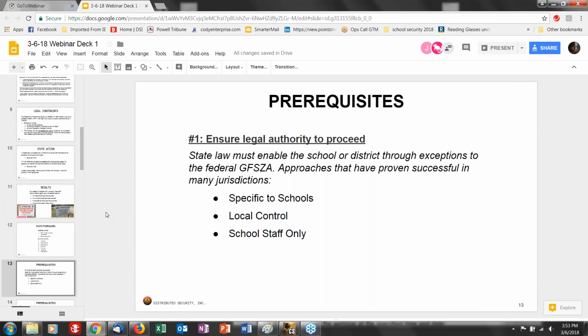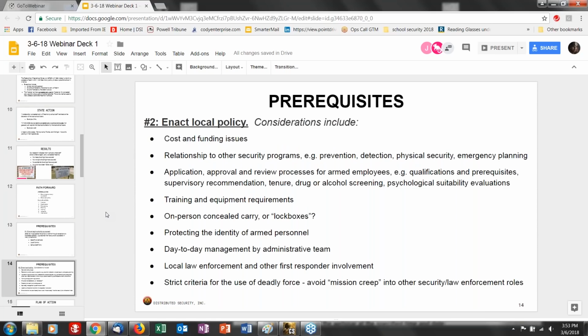The second prerequisite is to enact local policy, and here are some of the key considerations. I've been very closely involved with this process in the state of Wyoming, and I've watched several school boards tackle this issue now that we have the enabling law in place. A school board or governing authority has to undertake solutions to all these issues. First, of course, cost and funding. Second, the relationship of an armed staff policy to other security programs, because all schools have in some form prevention and detection and physical security and emergency planning, and all of those have to be revisited and integrated into an armed staff policy.